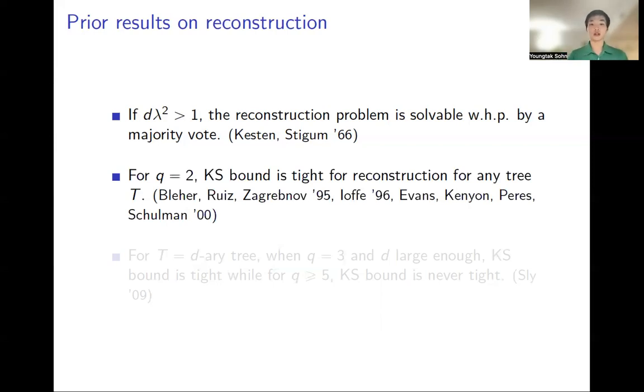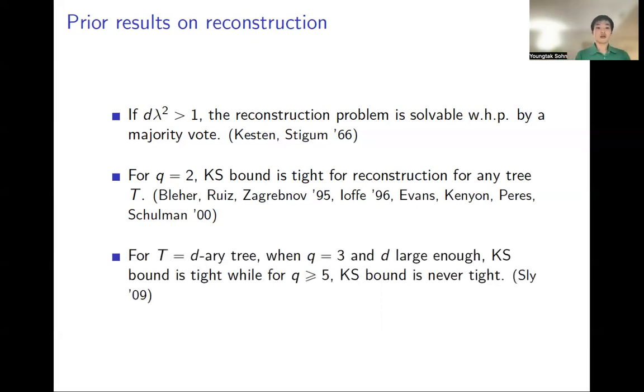The impossibility result was established much later. For q equals 2, it turns out that the KS bound is tight for reconstruction for any tree T. Below the KS bound, one cannot hope there is always non-reconstruction, and this was established by a series of papers. Also, when T is a d-ary tree, it's known that when q equals 3 and the degree is large enough, the Kesten-Stigum bound is tight for reconstruction, while for q greater than or equal to 5, the KS bound is never tight. This is by Sly.